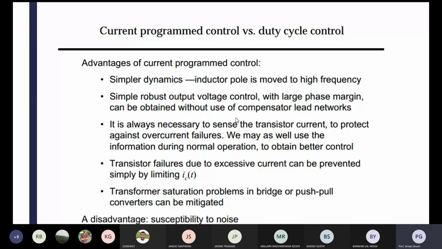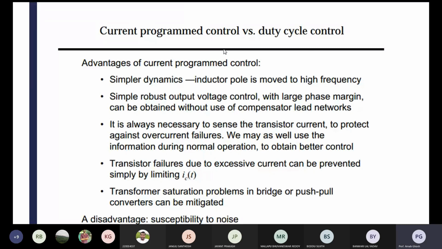It is always necessary to sense the transistor current to protect against overcurrent failure. That's why you use current mode control. It means maximum current: if you limit the maximum current, how much current can flow through the transistor? In current program control you can define it externally, so beyond that range the current will not go, and your switch will be protected from the overcurrent problem. We may as well use this information during normal operation to obtain better control. Transistor failure due to excessive current can be prevented simply by limiting IC, meaning the controlling signal current. IC means the control reference current.